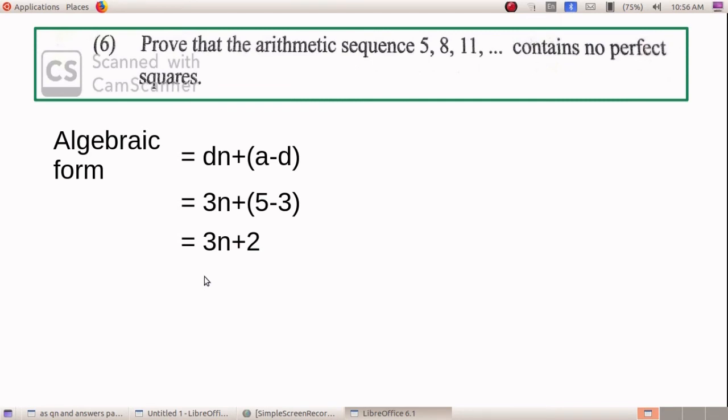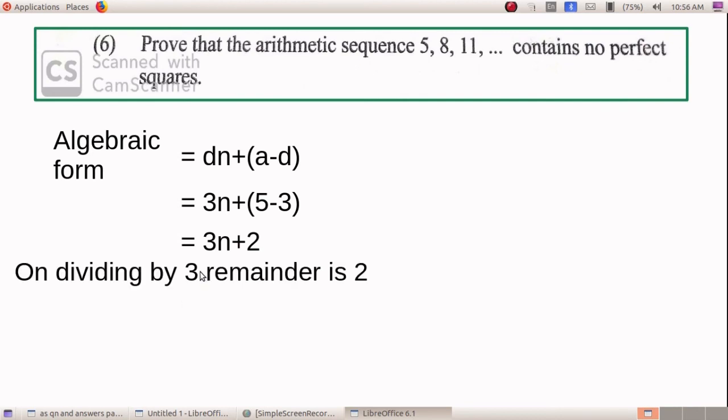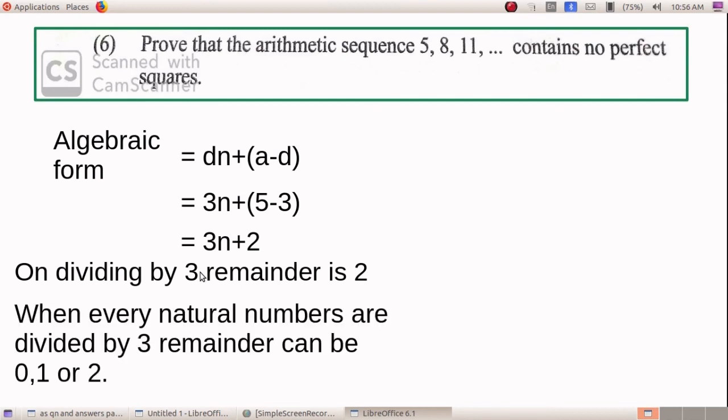Therefore, every natural number can be written as... Therefore, we see that when every natural number is divided by 3, the remainder can be 0, 1 or 2.